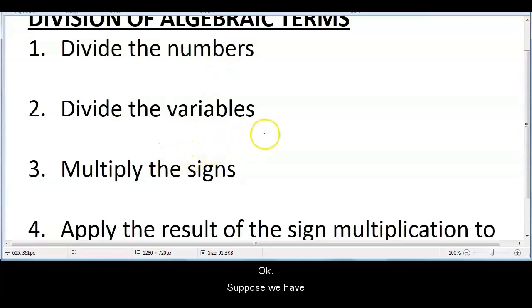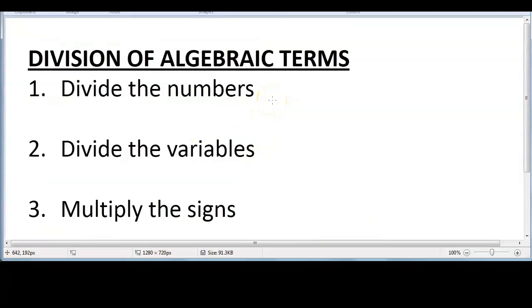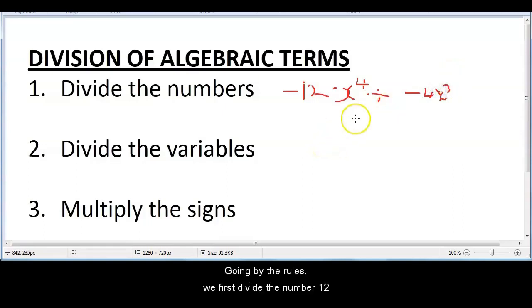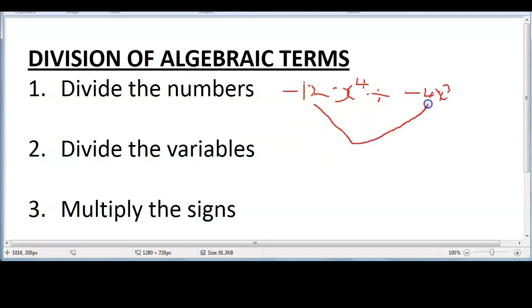Okay, suppose we have minus 12x to the power of 4 divided by minus 4x cubed. So going by the rules, we'll first divide the numbers, 12 divided by 4. Oh, let me do it this way.